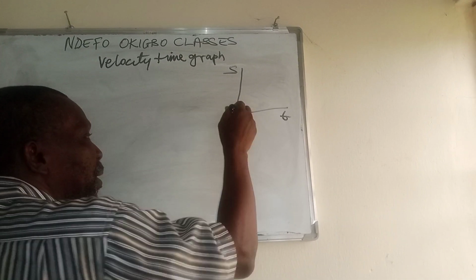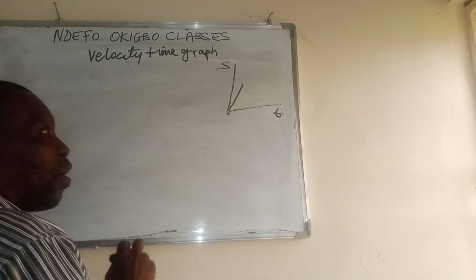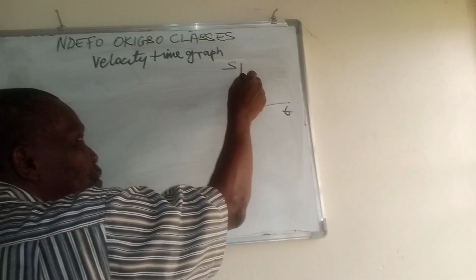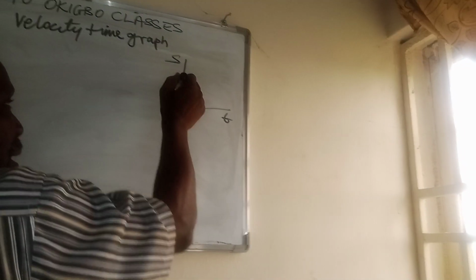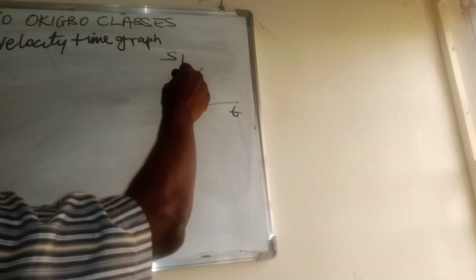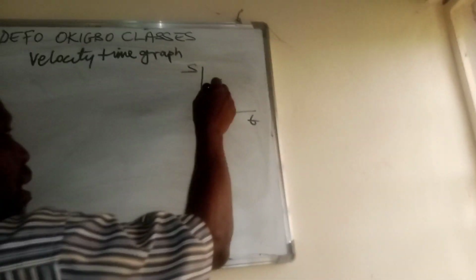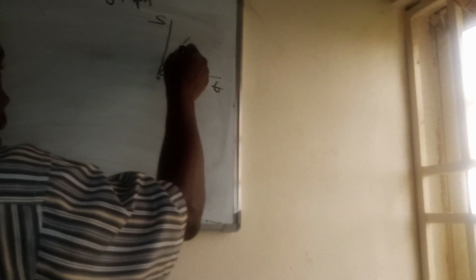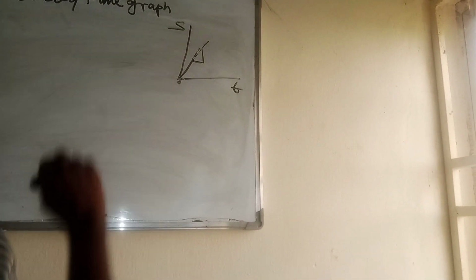If it accelerates, it goes up. If it's moving at a uniform velocity, if you see this, the gradient of this becomes the velocity. That's the gradient of this graph.